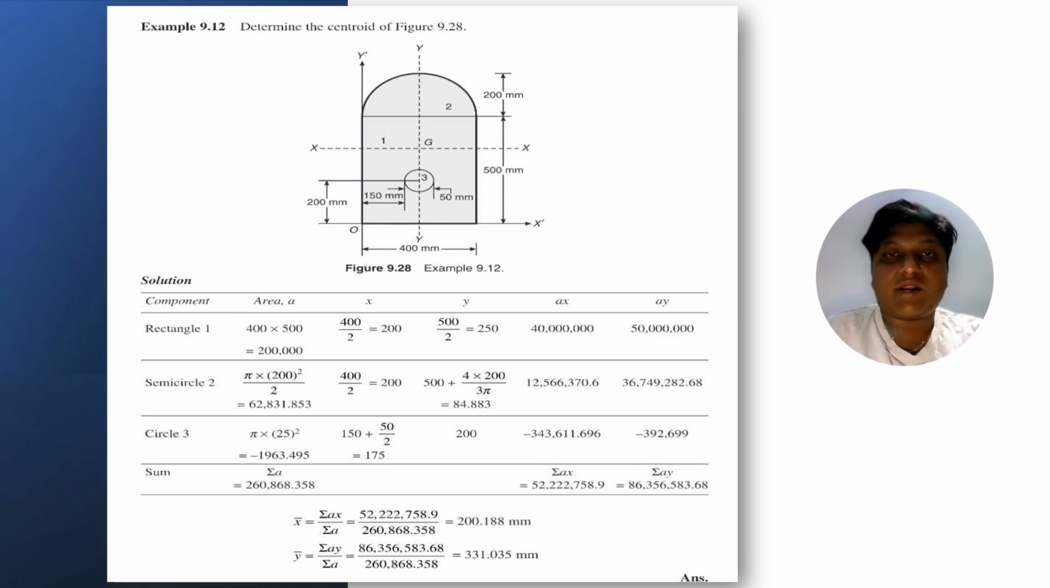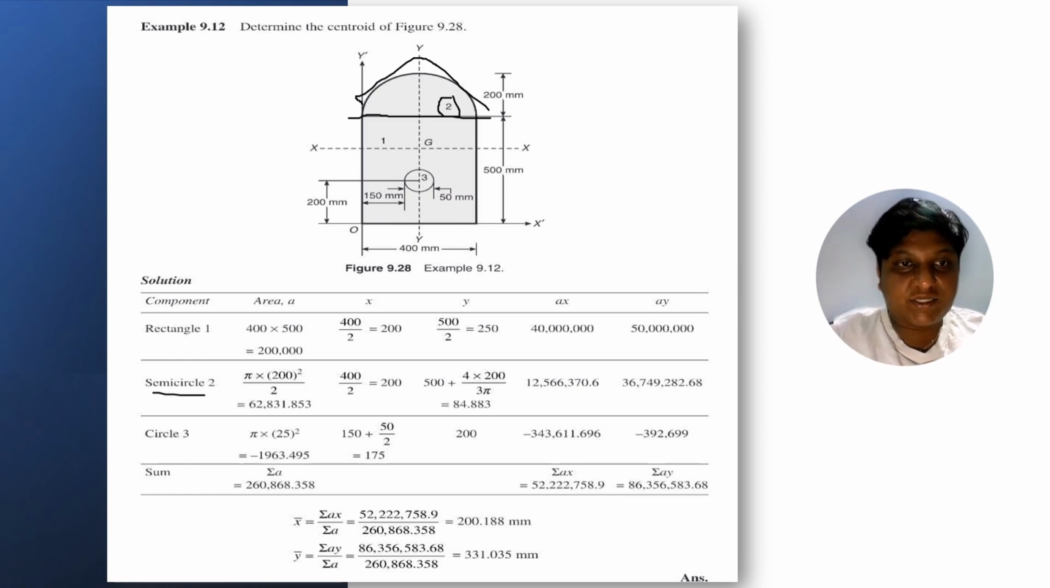So now we do the same for the other components as well. The second component which we have marked is nothing but a semicircle. We write the component name as semicircle. We know the formula to find the area of the semicircle, which is pi r square by 2. Here we can see the radius of the semicircle is 200 millimeter. Now using the formula pi into r square, so r square is nothing but 200 square, divided by 2.